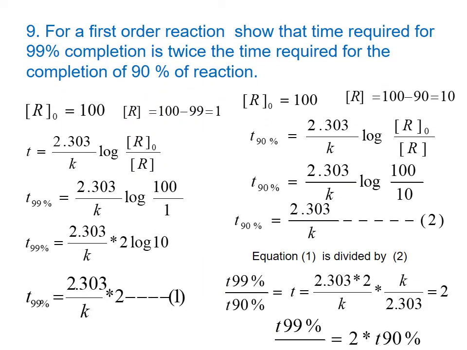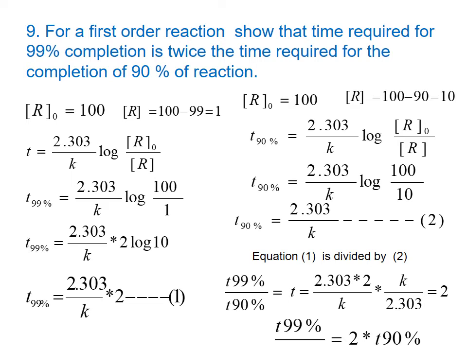Numerical number 9. For a first order reaction, show that the time required for 99% completion is twice the time required for the completion of 90% of reaction. First of all we can take the condition of 99% completion. What about the value of R0? Already said, if it is a percentage problem, we can take R0 equal to 100.